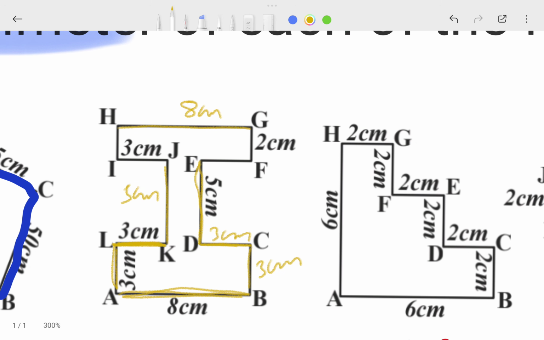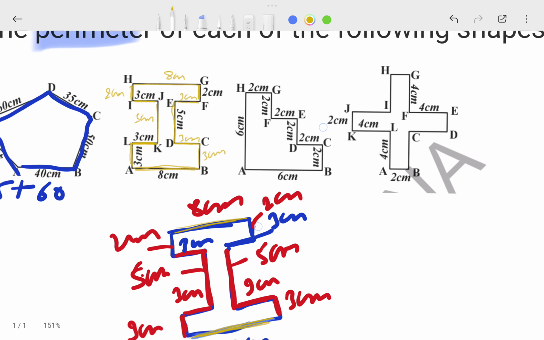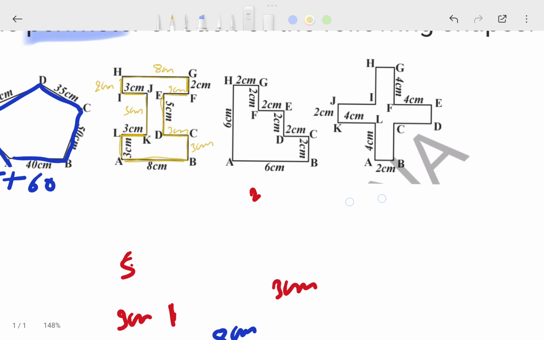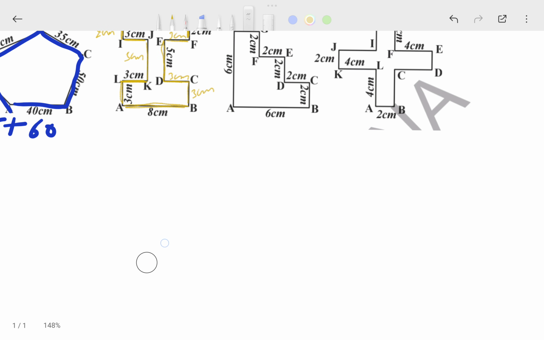Over, yeah, it's over. Now let's look, this is a 3 centimeter. It means that will be also 3 centimeter. Okay, over, right? So this is a 2 centimeter. It means that will be also 2 centimeter. Why? Because both are same, nothing is different in this one.